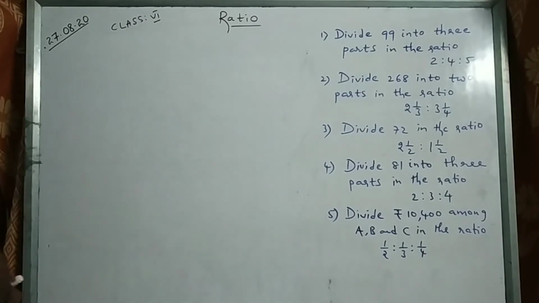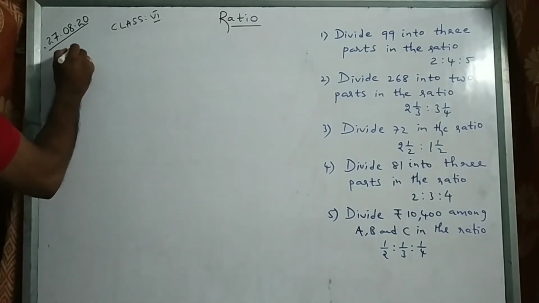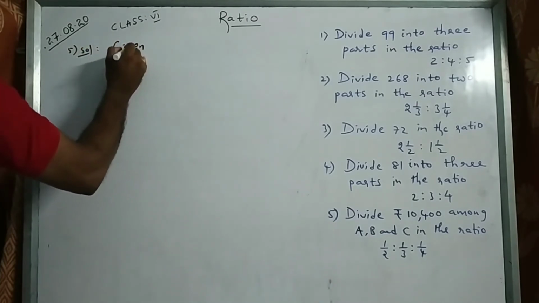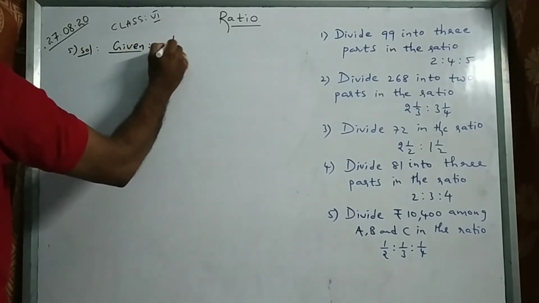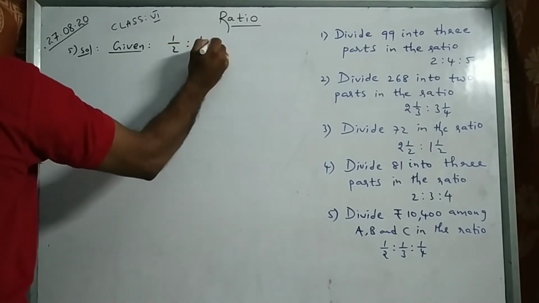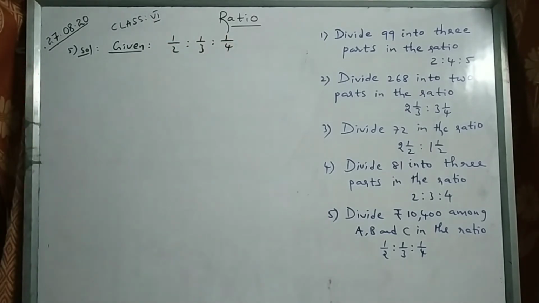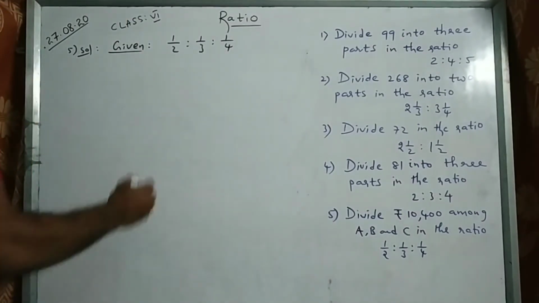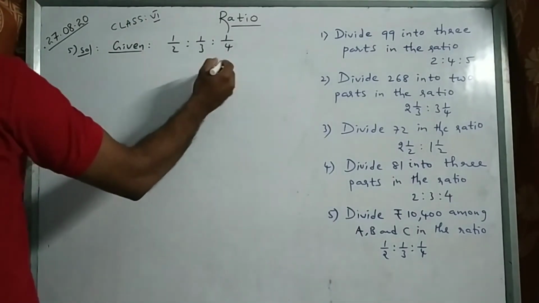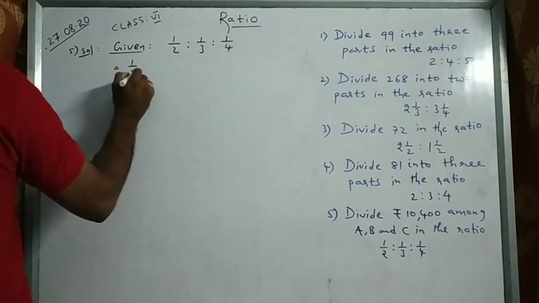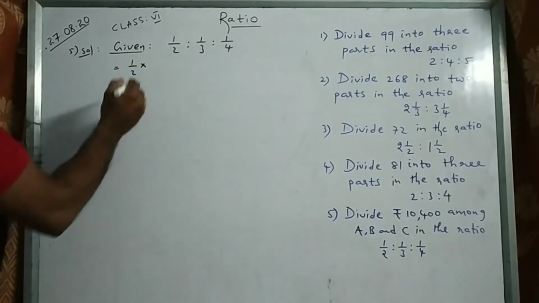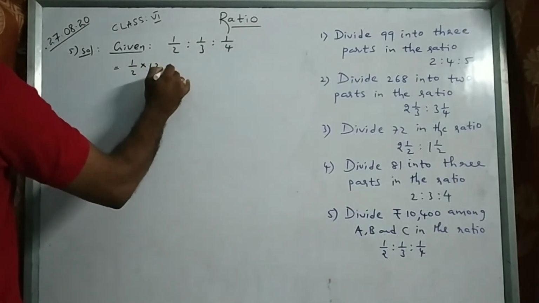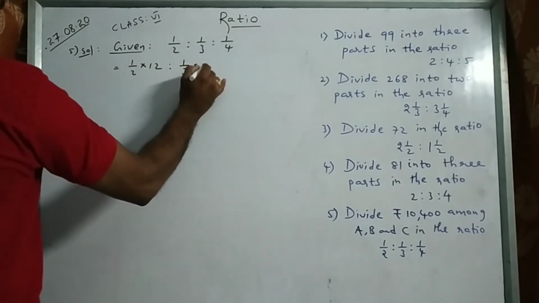So fifth one is given here. Fifth solution. What is given? 1 by 2 is to 1 by 3 is to 1 by 4. Since they are in fractions, we have to take LCM of 2, 3, 4. So what is the LCM of 2, 3, 4? 12. By that 12 we have to multiply throughout the ratio.